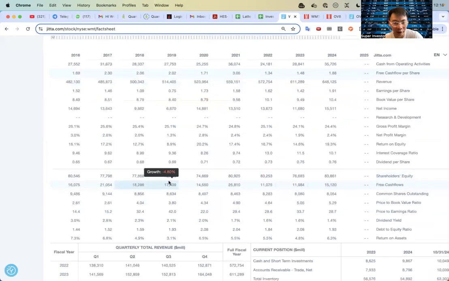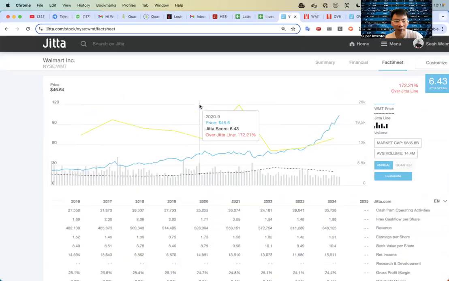I think I added another free cash flow here. So free cash flow per share, or free cash flow, it doesn't matter which. But for me, I want to see it positive every single year. Okay, so later we can take a look at some other examples.